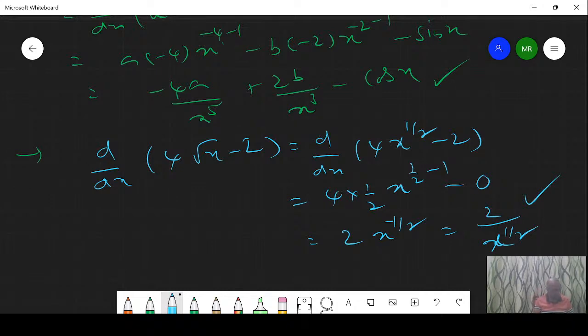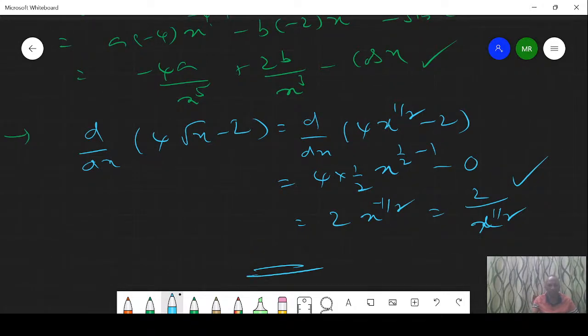We have completed around 11 problems in the miscellaneous exercise. The continuation of the miscellaneous exercise I can do in the next session. So with this I completed this. I hope you understood this. Is it clear?